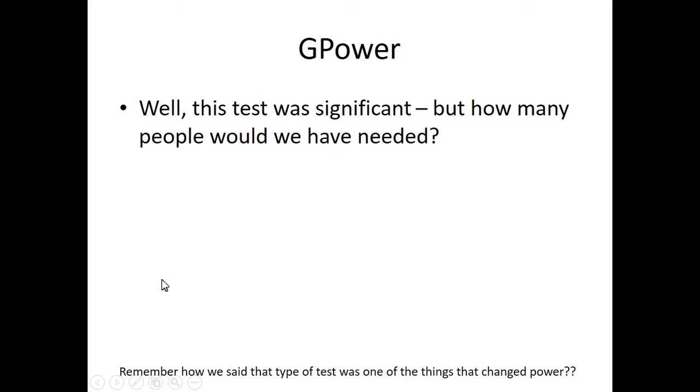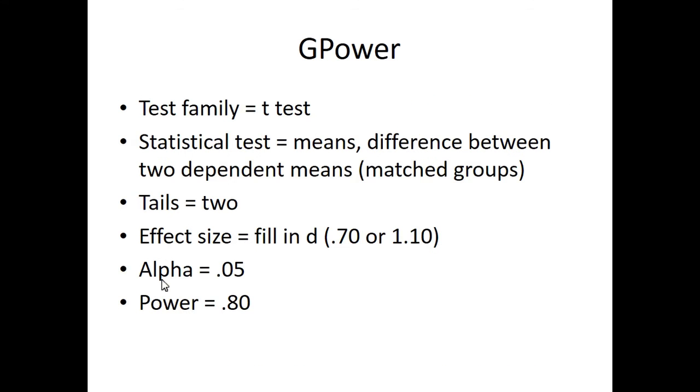All right, so let's try G*Power one more time. How many people would I have needed? It was significant. I had 12 people. How many people would I have actually needed? And so this is coming back to types of tests have different powers. So the first test we needed 68. And really all we're going to change on this one is the type of statistical test.